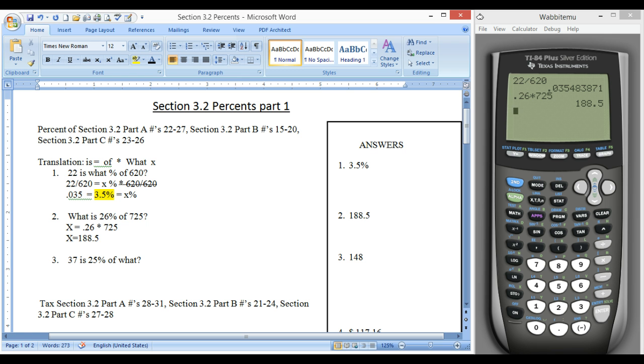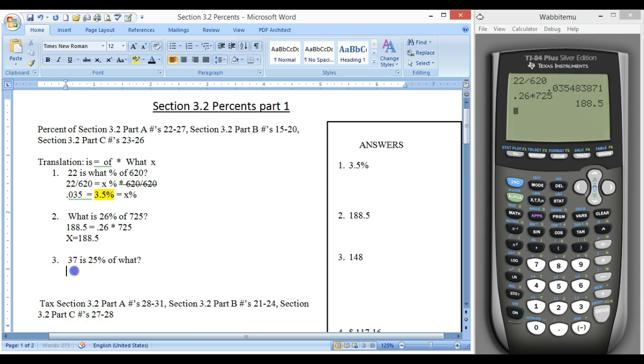Now there's a way we can check this. On every single one of these, all we have to do is put back in what we get for X into the original and see if it really works. So let's go ahead and check on this one. What is 26% of 725? So we'll put 188.5 over here. Does that indeed equal 0.26 times 725? Yeah, that's what we just got on the calculator over here.